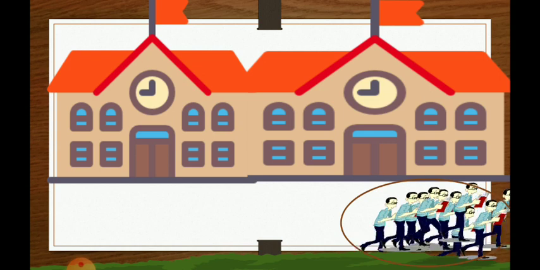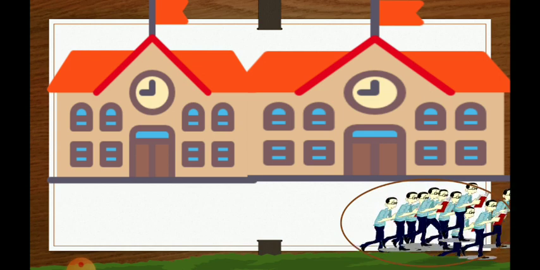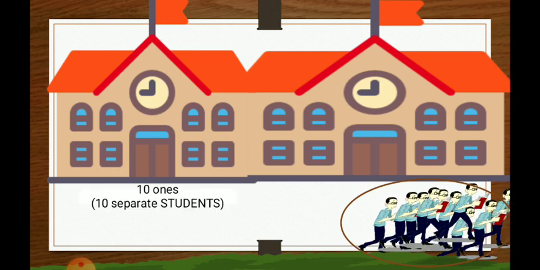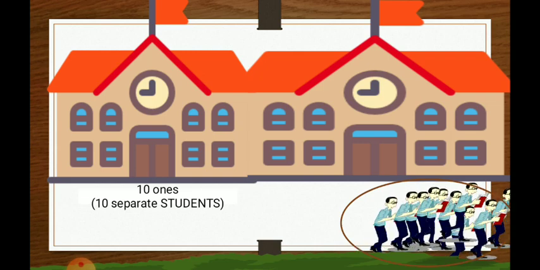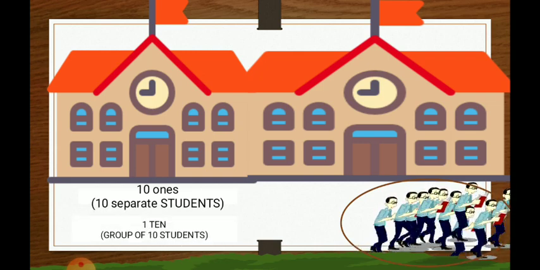So you can say 1 ten. When the group of 10 is there, you can say 1 ten. And when they are separate, you can say 10 ones. Now see here, 10 ones mean 10 separate students. 1 ten means a group of 10 students.